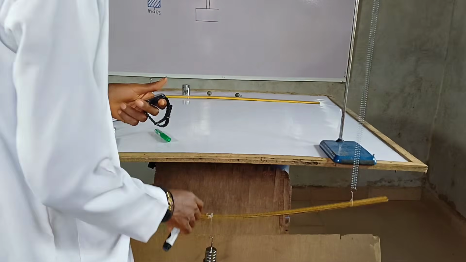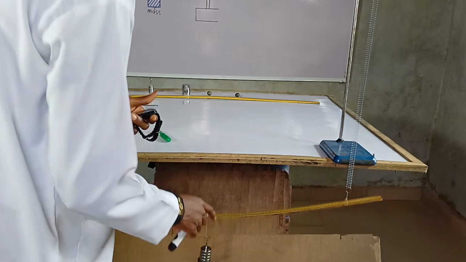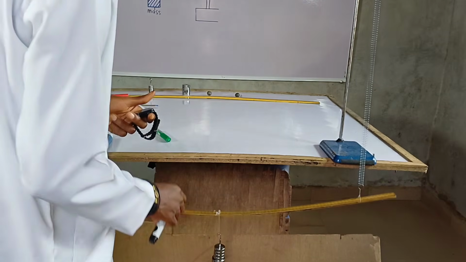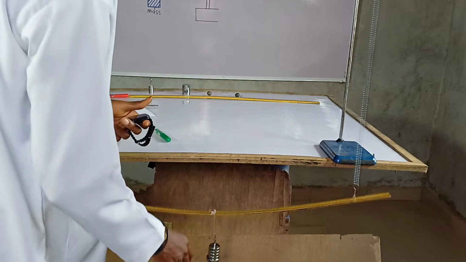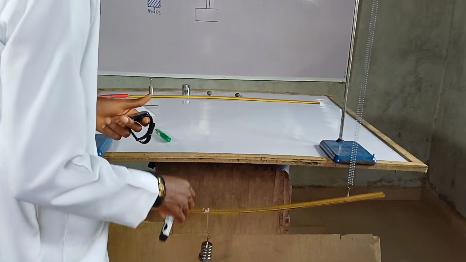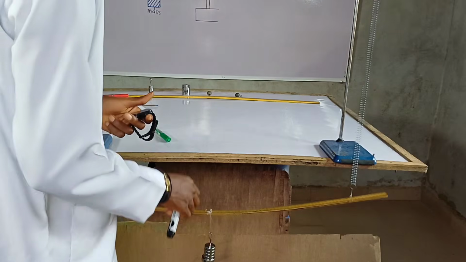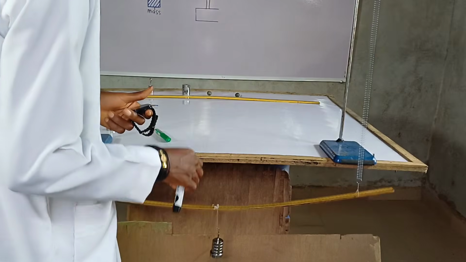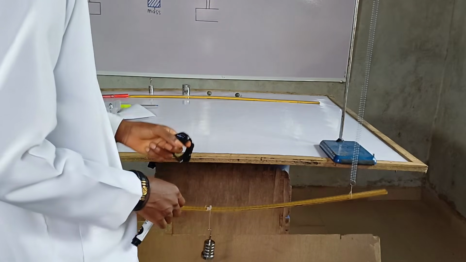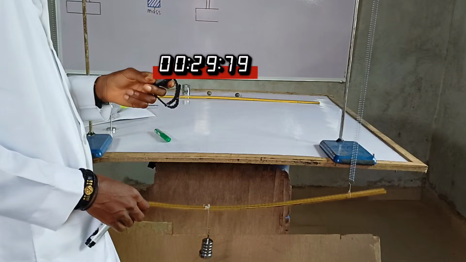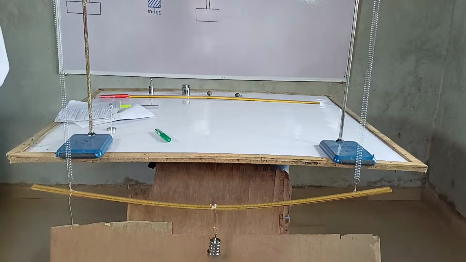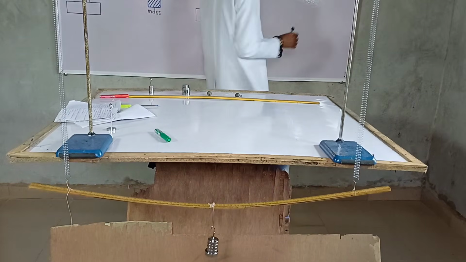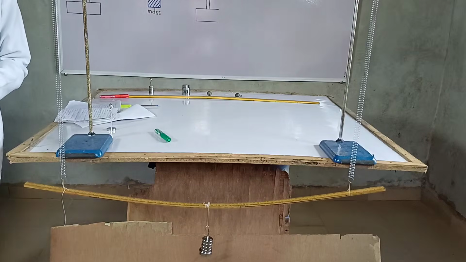1, 2, 3, 4, 5, 6, 7, 8, 9, 10, 11, 12, 13, 14, 15, 16, 17, 18, 19, 20. So right here we have 29.79. Okay, so that's for the 300 gram mass.